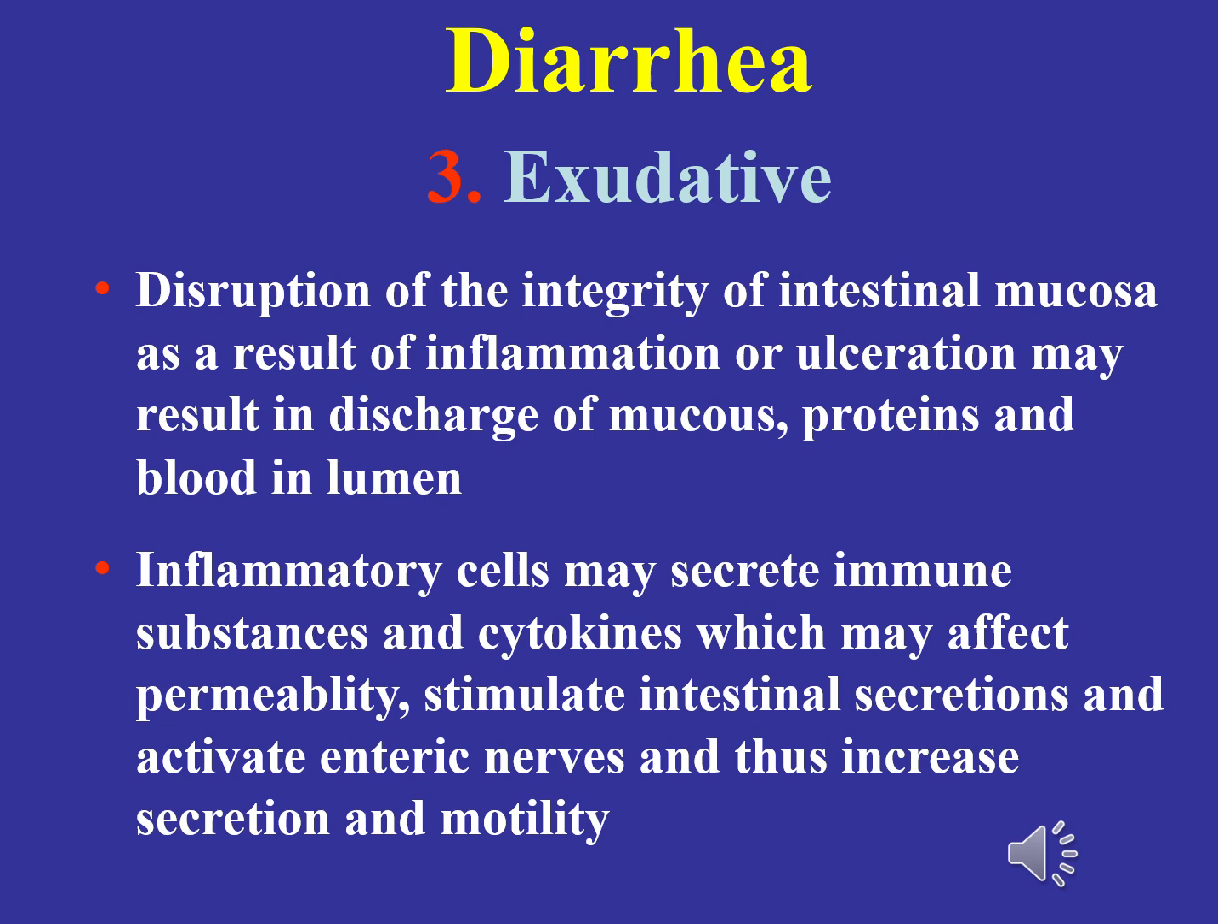Inflammatory cells may also secrete immune substances and cytokines, which may affect permeability, stimulate intestinal secretions, activate enteric nerves, and may affect carriers and transporters, thus increasing secretion and motility of the intestine. Increased fecal water and electrolyte excretion results from impaired water and electrolyte absorption by the inflamed intestine and from secretion of water and electrolytes into the excreta.